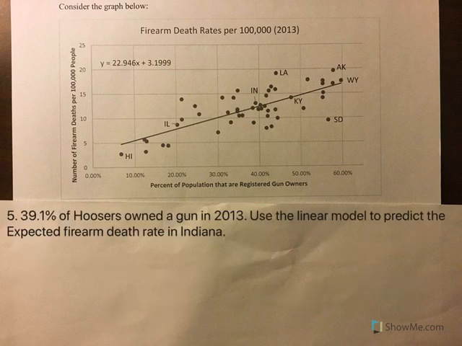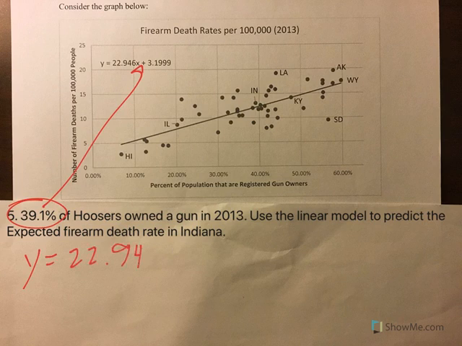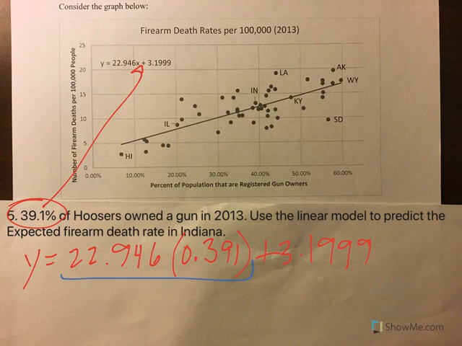Number 5, 39.1% of Hoosiers owned a gun in 2013. Use the linear model to predict the expected firearm death rate in Indiana. Okay, so we're going to take this 39.1%, we're going to plug it in for X. So remember, we don't play with percents as percents. We need to change that to a decimal. So we divide by 100 and make it 0.391. Mathematically, remember, we're going to multiply first, then add, and we end up with 12.17.